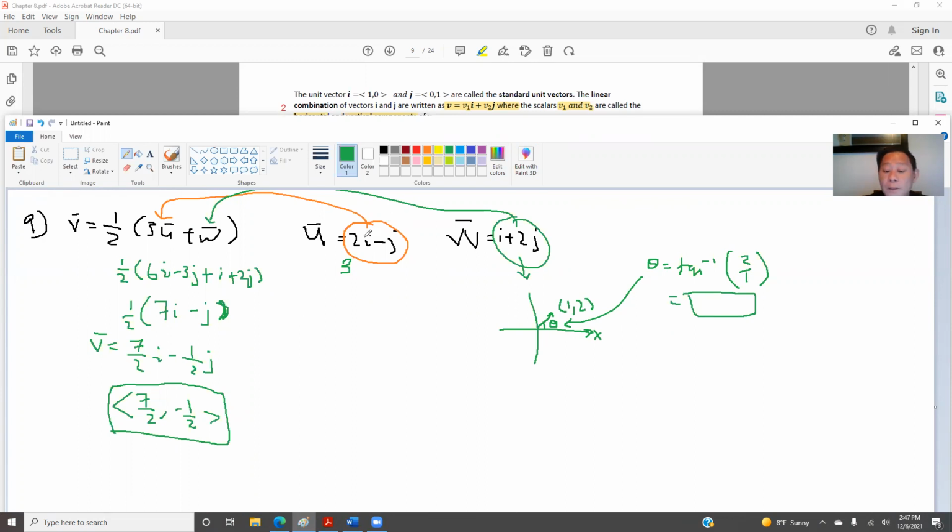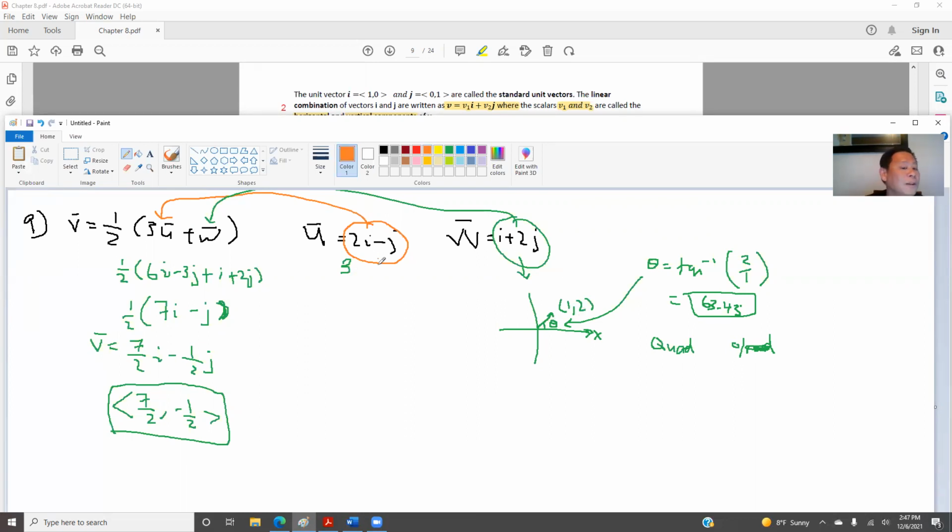The only thing you need to watch out for here is your quadrant. Watch out what quadrant this is. Also watch out whether you want degrees or radians. If I want degrees, make sure your calculator is in degree mode. The arctangent of 2 in degree mode is 63.43 degrees. We know this is the correct quadrant because 63.43 is in quadrant 1, and this 1, 2 is also in quadrant 1.